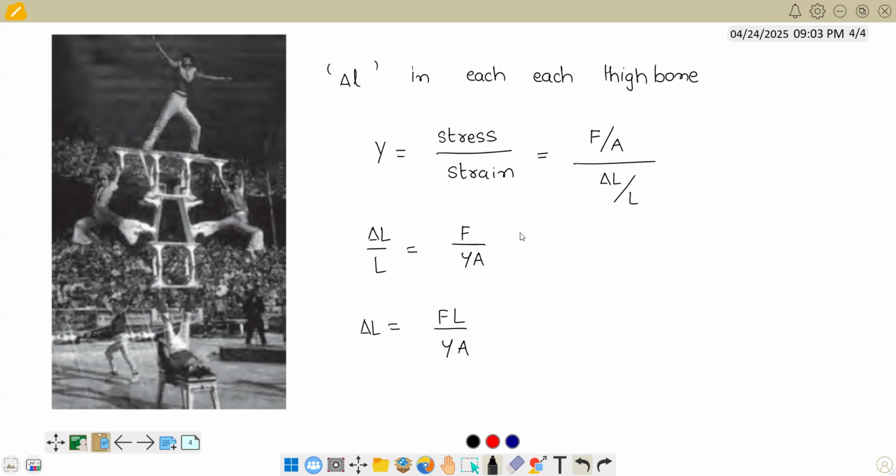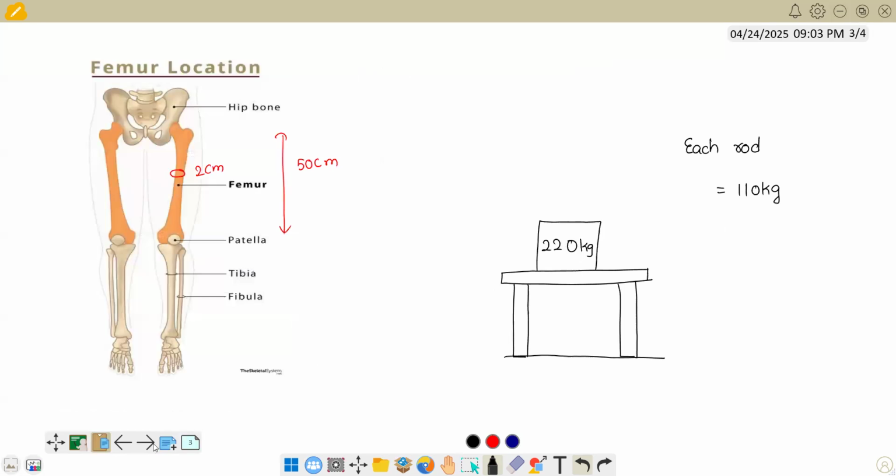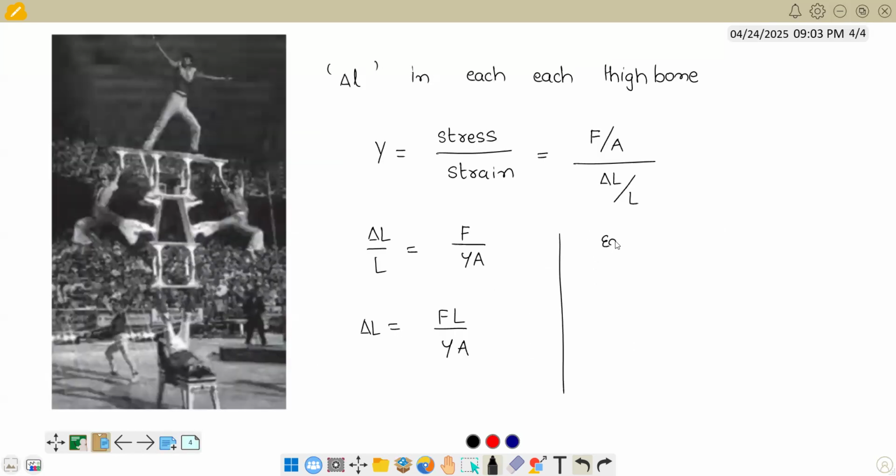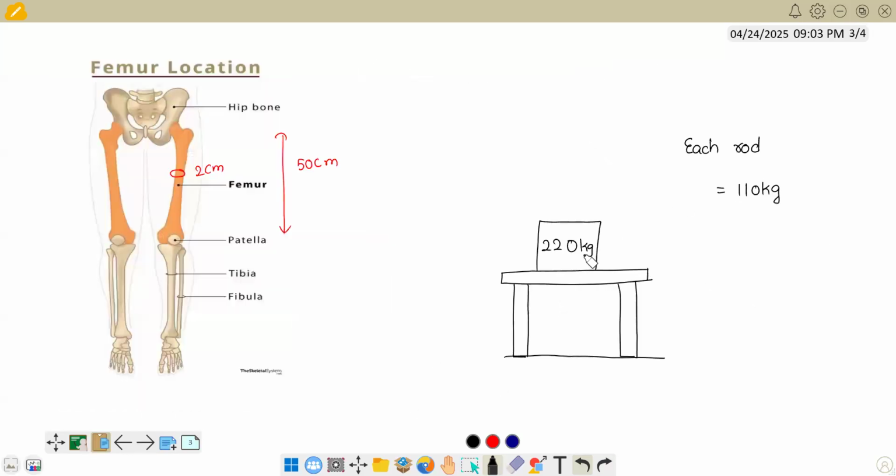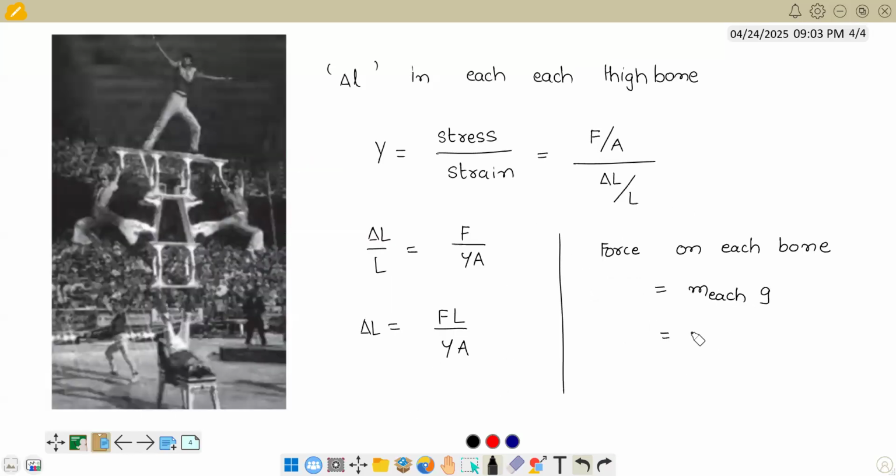So we need to find on each thigh bone, what is the force balanced by each thigh bone? In total we are balancing 220 kg. So the force on each bone would be the mass on each bone into g. We know total is 220, each bone is taking 110, 110. So the mass on each bone is 110 into the g value.